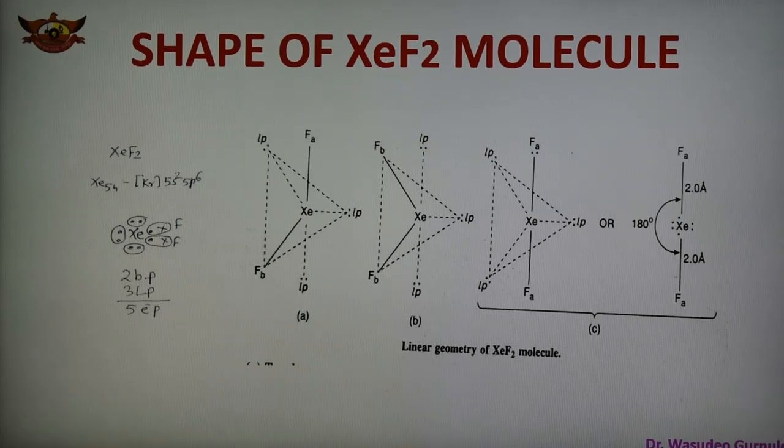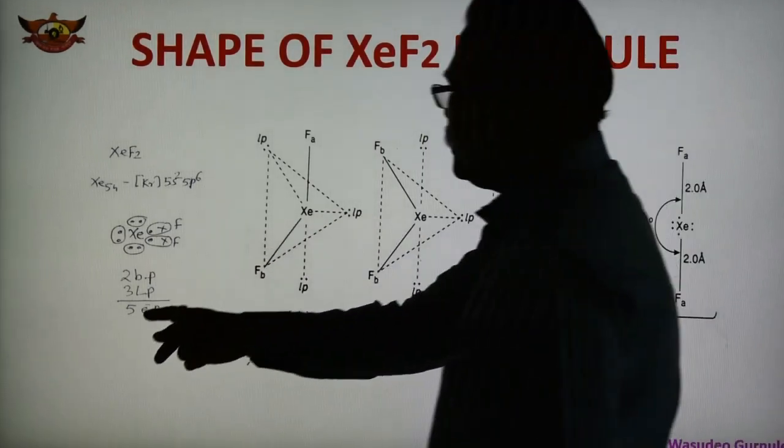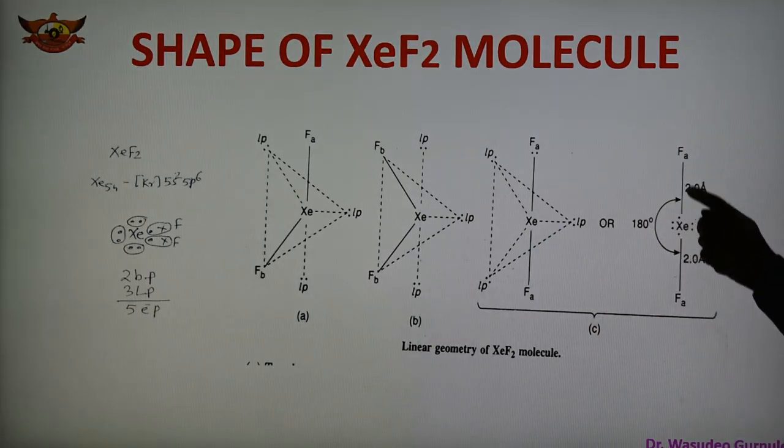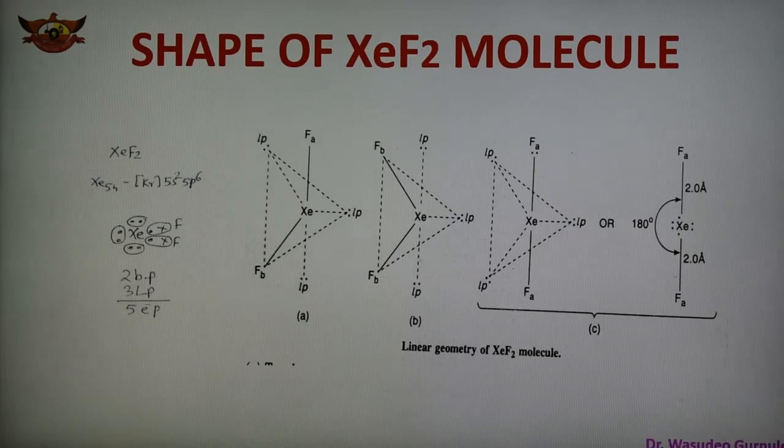Out of these three positions, the third one, shown in figure C, in which all the three lone pairs of electrons are present at the equatorial position of the triangle, involves minimum repulsion, that is, maximum stability. Therefore xenon difluoride is a linear molecule having a bond length of 2.0 angstrom units and a bond angle of 180 degrees. So by electron pair geometry, the shape is trigonal bipyramidal, but because of the presence of three lone pairs, the shape may also be considered as a linear shape. This is the linear geometry of xenon difluoride.